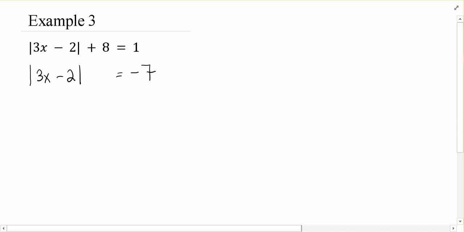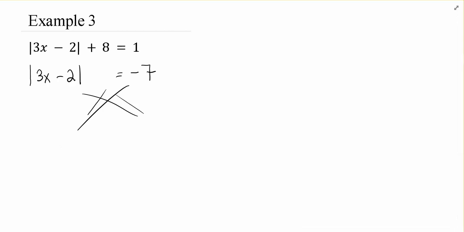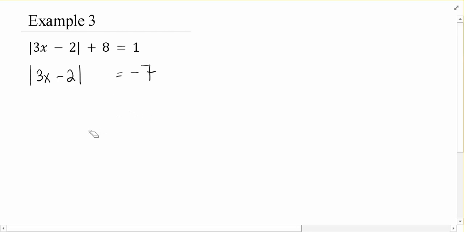Do I have an absolute value by itself on one side? Yes. Is the other side a non-negative number? No. So because my two requirements are not met, I cannot use the absolute value property. So we're not going to break this up. We can't break this up into two separate equations. It's not going to work. That's not a method that we can use to solve this problem.